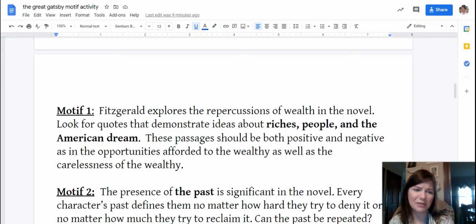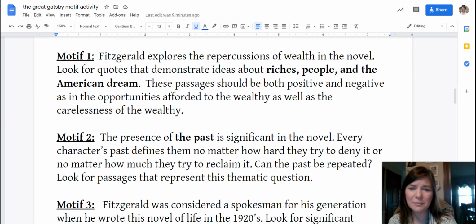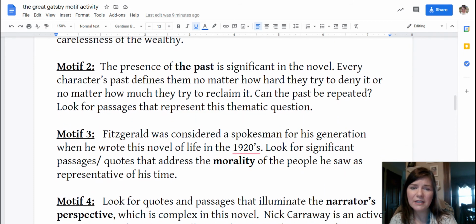So the book literally starts there. All right, so that's the first motif. Your second motif has to do with the past. This has to do with both history and one's personal past. And every character's past in this book defines them. Now, a lot of them try to deny their past, or some of them try to reclaim their past. But there's this real question in the book of whether you can repeat the past, whether the past becomes repeatable.